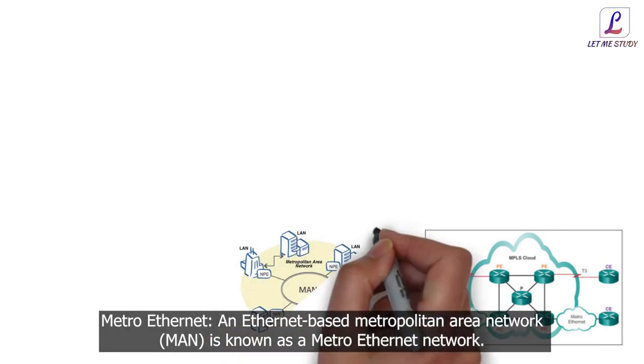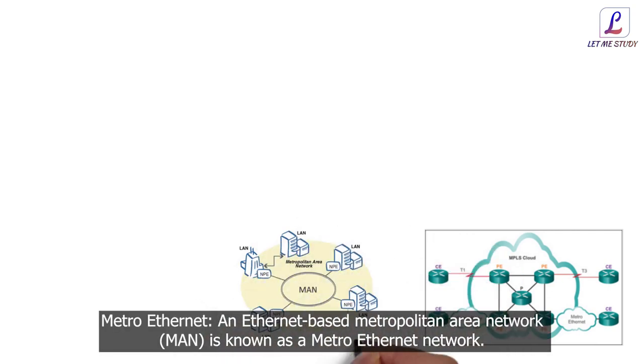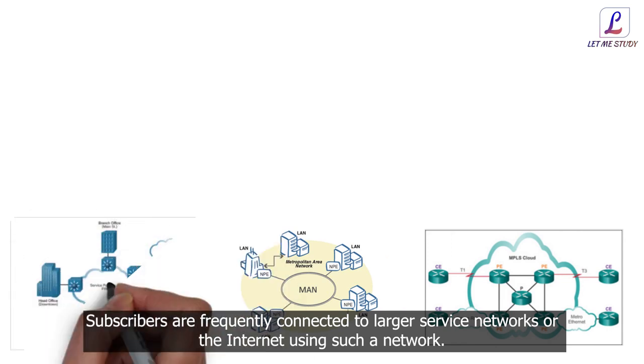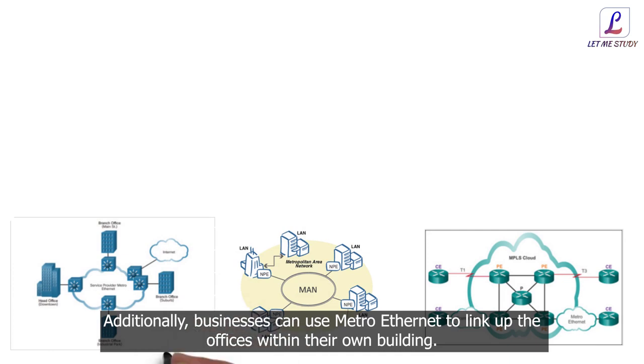Metro Ethernet. An Ethernet-based metropolitan area network, MAN, is known as a Metro Ethernet network. Subscribers are frequently connected to large service networks or the internet using such a network. Additionally, businesses can use Metro Ethernet to link up the offices within their own building.